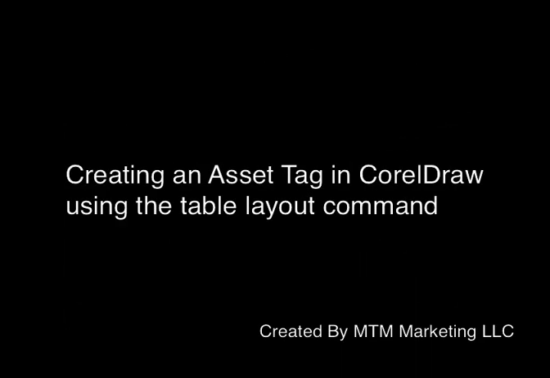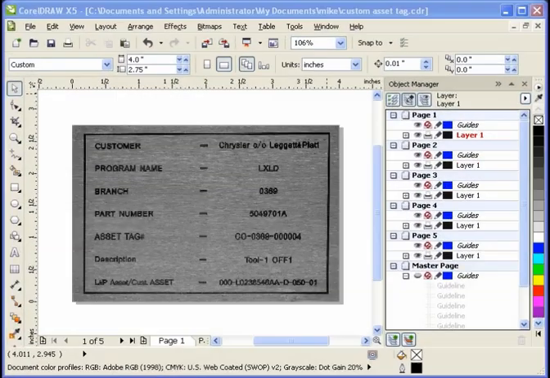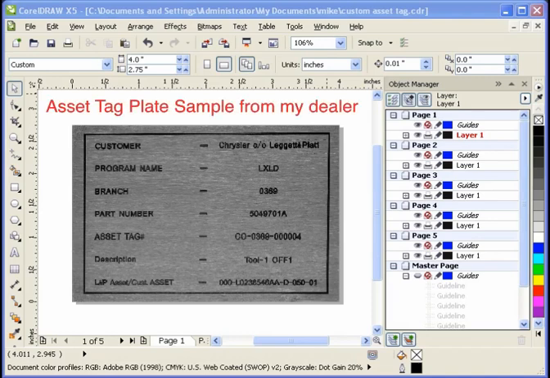Creating an asset tag in CorelDraw using the table layout command. Here's an asset tag that was given to me by one of my customers, and they asked me to lay this out in CorelDraw. I could have just typed in text and laid them out in separate columns. However, for this example, I'm going to use the table layout command that's available in X4 and X5.